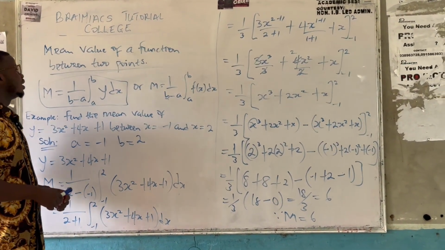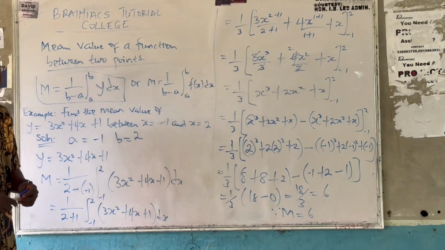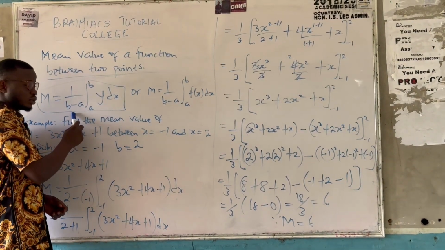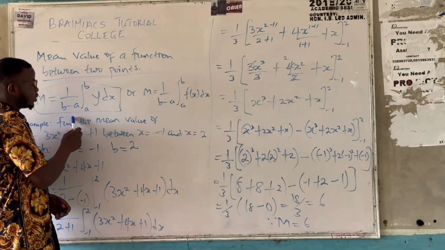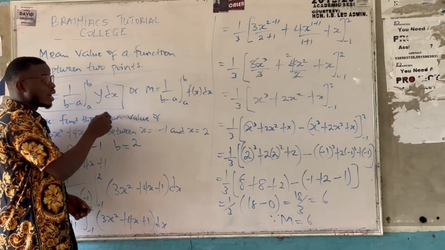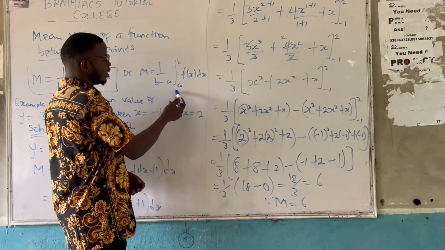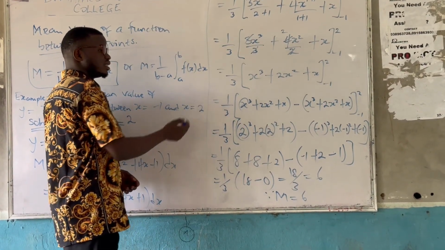So the topic that we have here is mean value of a function between 2 points, and that is from integration. This is the formula we're going to use to solve it: M equals 1 over b minus a, integral a to b of y dx, or you can use M equals 1 over b minus a, integral a to b of f of x dx.